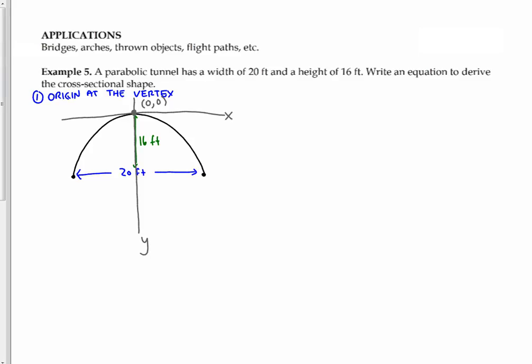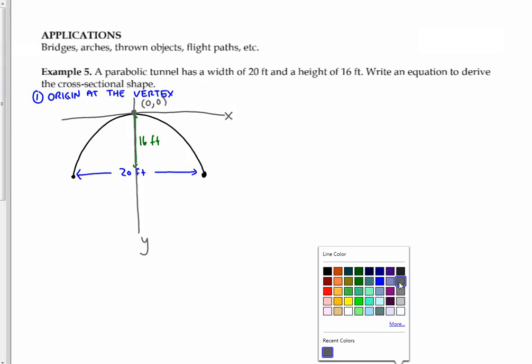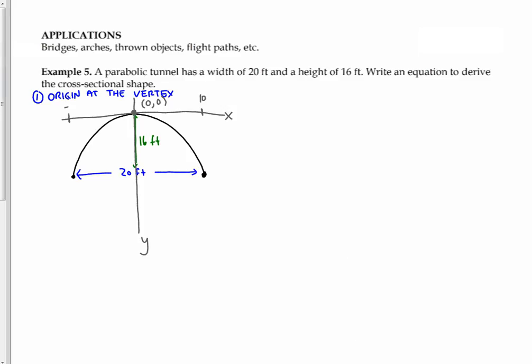So now we have to figure out the other points. Let's look on the right side of the tunnel. We want to figure out this point right here. If this is 20 feet wide, what's this distance here? 10. It's halfway. So it's 10. This would be 10, this would be -10. And then how low does it go, what's the y value? -16, because it's 16 down. So this point here would be (10, -16), and this one would be (-10, -16).